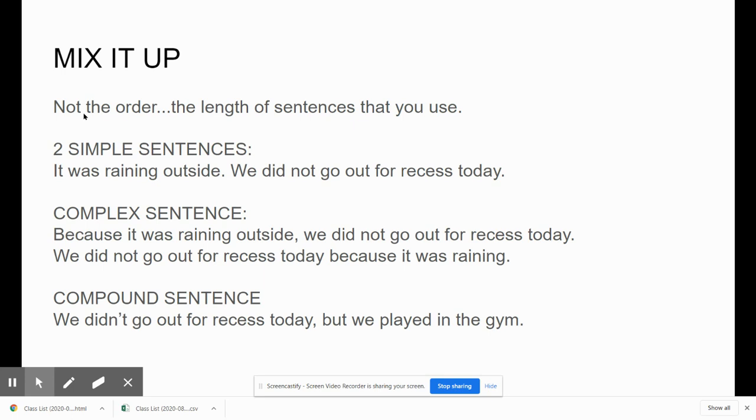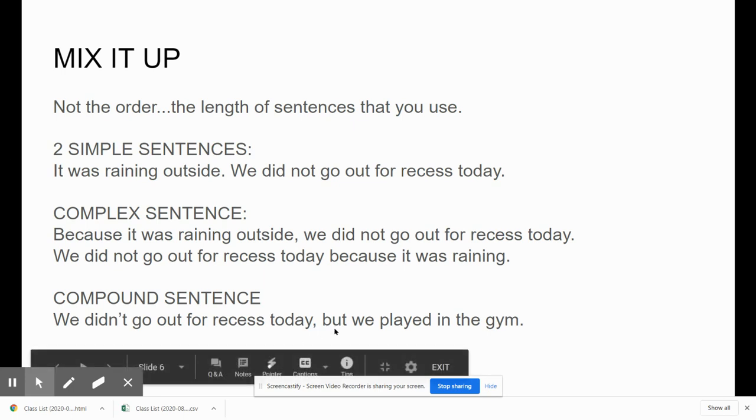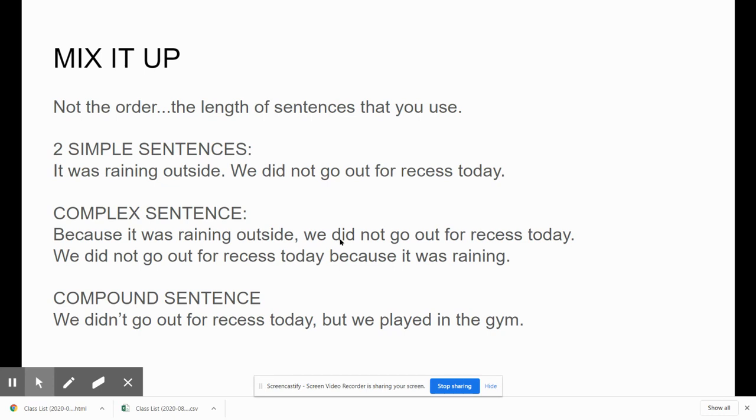And then you have a compound sentence. That's where you combine two complete sentences or two independent clauses together. They must be related somehow, and you glue them together with words that are called coordinating conjunctions. Those are simple words that you hear all the time. Coordinating conjunctions are for, and, nor, but, or, yet, so. So in my example, I use the coordinating conjunction "but" to glue two independent clauses together. "We didn't go out for recess today, but we played in the gym." Those two ideas are related, and I'm able to glue them together with the conjunction "but."